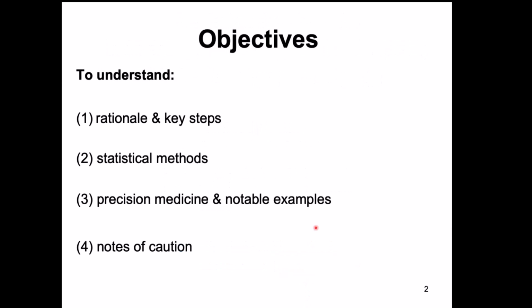So I'm going to introduce some of the rationale and key steps of an IPD meta-analysis to begin with, and then I'll focus a bit more on some notable examples, and in that context I'll talk about some of the statistical methods that are used, but also finish with some notes of caution because this is not a perfect field. So part 1, rationale and key steps.